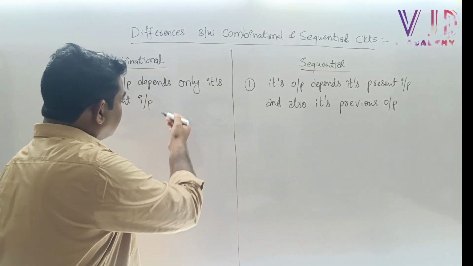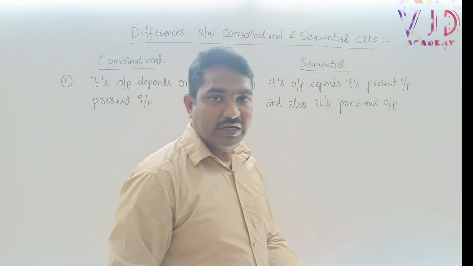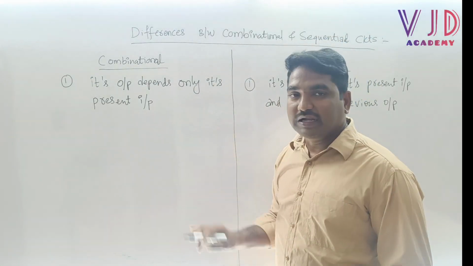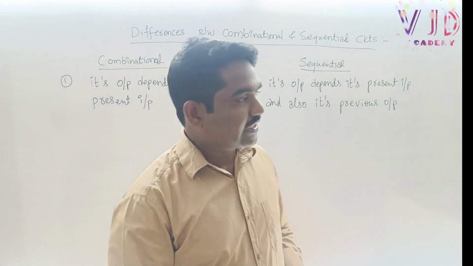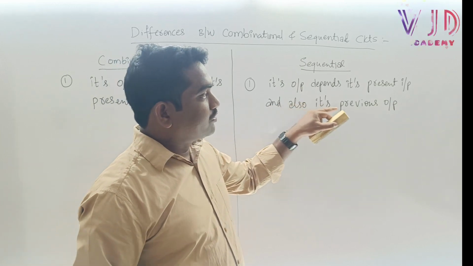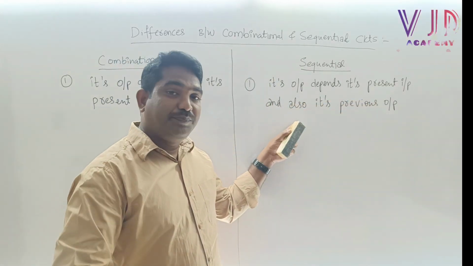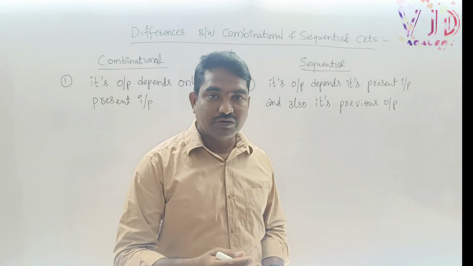We have learned already that when we give inputs A, B, C, we get outputs Y1, Y0 or something like that. That we have already learned from the combinational circuit point of view. But coming to the sequential circuit, its present output depends not only on its present input, but also on its previous output. That is the beauty of the sequential circuit that we are going to learn.